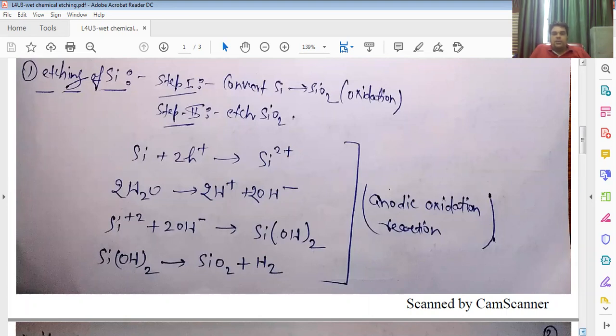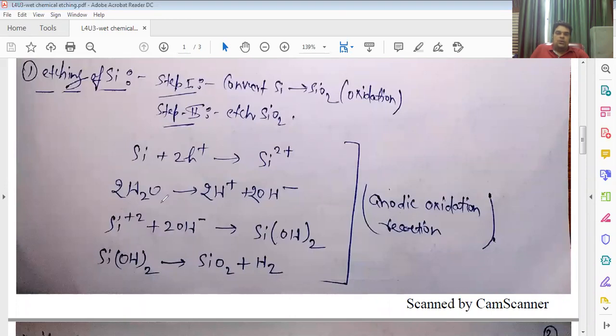So what is the anodic oxidation reaction that takes place? On the silicon surface, suppose this is your silicon and this is the surface. There are various points on this. Silicon is converted into Si2+ ions with the help of holes. Holes are available here, so these react with silicon and form Si2+.